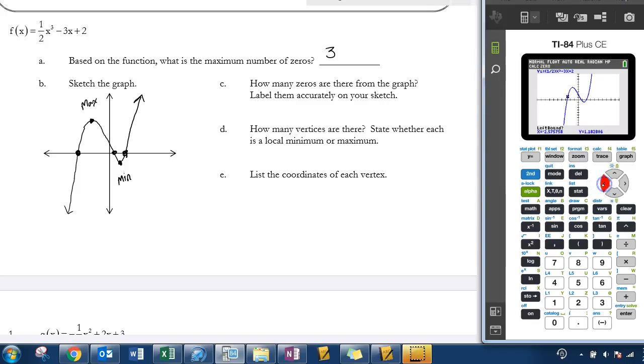When it asks for left, go left. Hit enter. Right bound, looking for the right of that zero. I've gone to the right of it, I hit enter. For guess, you're just checking to make sure you're in between.